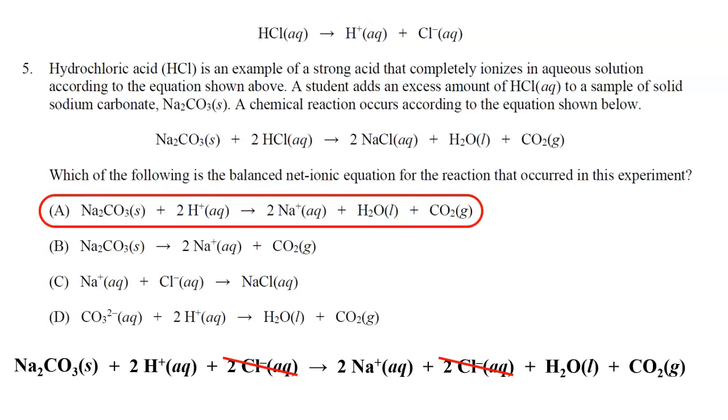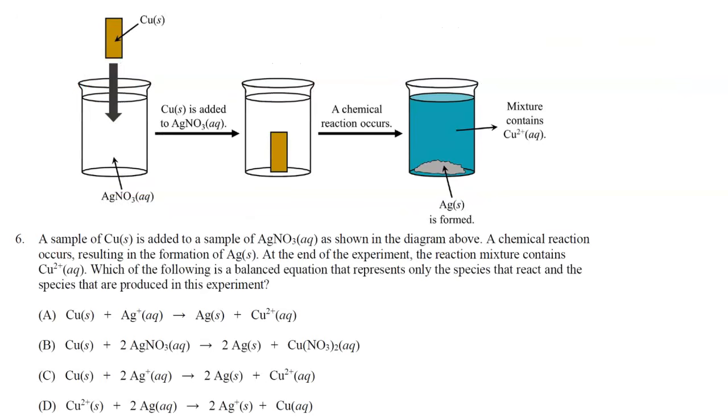Solid sodium carbonate, Na2CO3, plus 2 aqueous H plus ions produces 2 aqueous Na plus ions, along with water, liquid water, and CO2 gas. So the correct answer for question 5 is choice A. Now let's take a look at question 6.